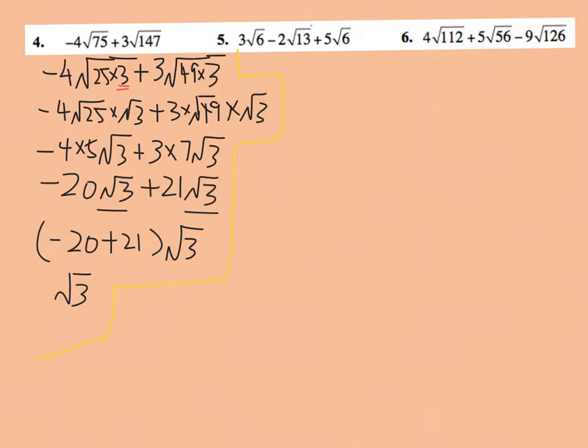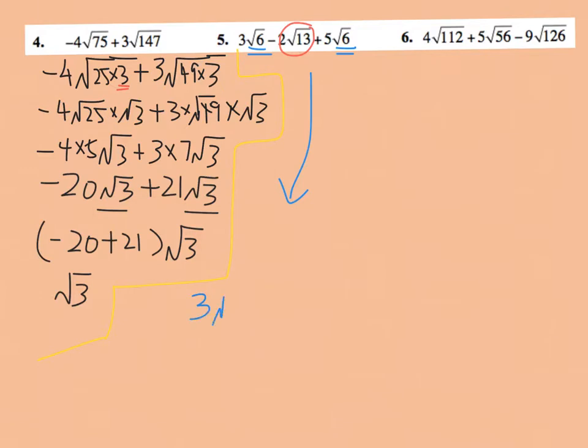For example 5, we have 3 times root 6 minus 2 times root 13 plus 5 times root 6. You can see that 13 is a prime number, so you cannot simplify the radicand further. And we do have two terms with root 6 here. So we can now combine the two terms by first rearranging them.